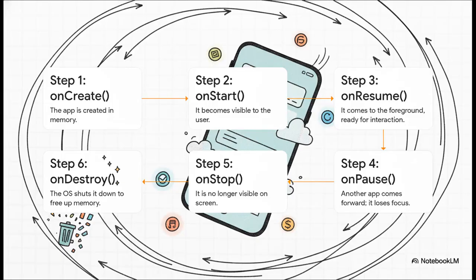And this cycle is always in motion, all based on what you're doing. So, you tap an icon, the app is created, started, and then resumed, making it active on your screen. You get a text and swipe over to your messaging app, the first app is told to onPause. You go back to your home screen, it gets the onStop command and disappears from view. And if you haven't used it for a while and your phone needs more memory, the OS will just step in and call onDestroy, shutting it down completely to free up those resources.